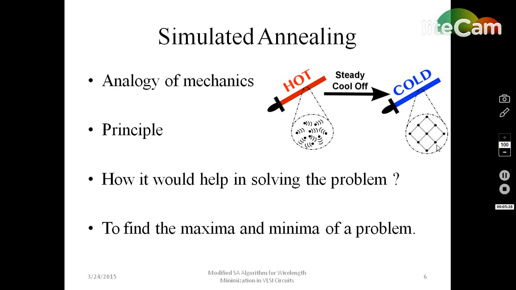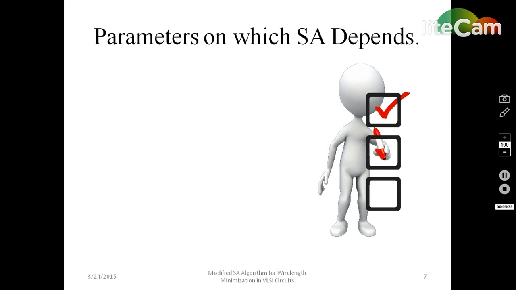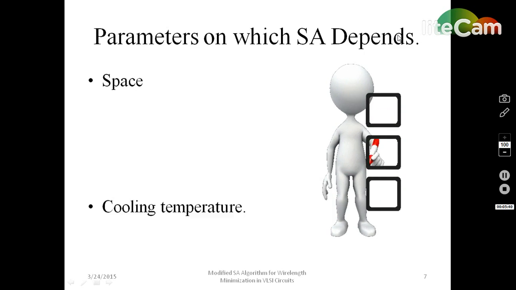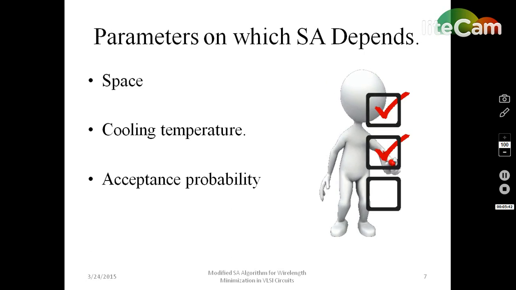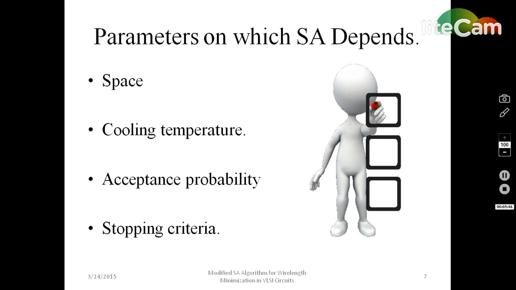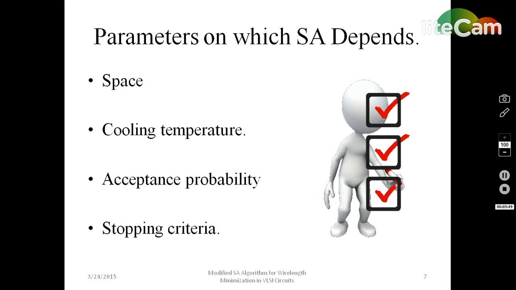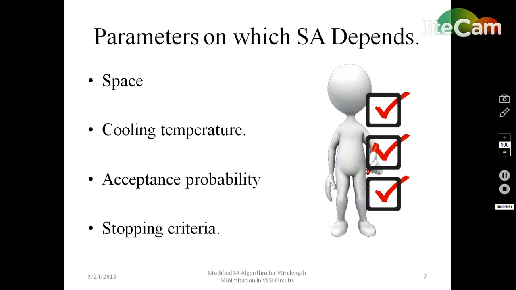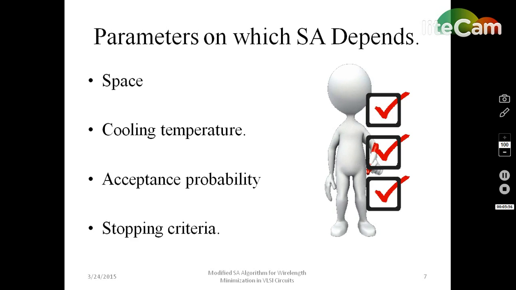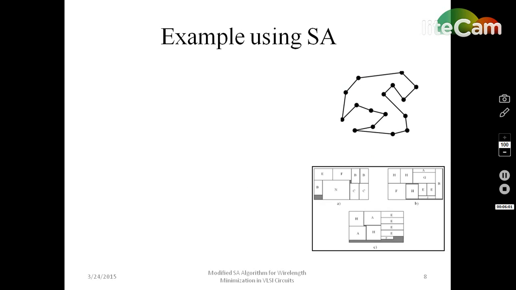Generally, the simulated annealing algorithm is employed to find the maxima or minima of a problem. Here are some of the parameters on which a simulated annealing algorithm depends: the area, the cooling temperature, the acceptance probability, and also the stopping criteria. The acceptance probability is a very important parameter of simulated annealing because only the acceptance probability separates the simulated annealing process from other stochastic methods. We will have a short look at this acceptance probability in the following slides.